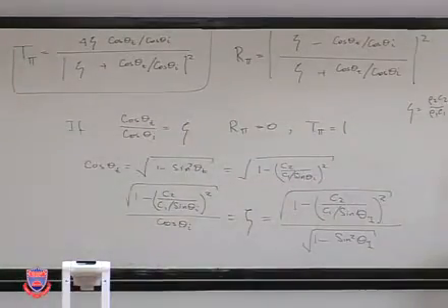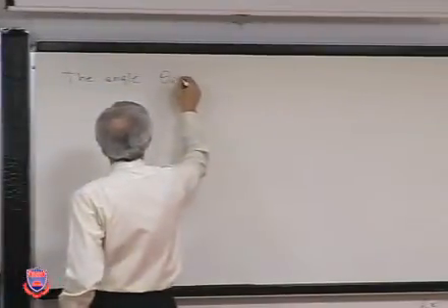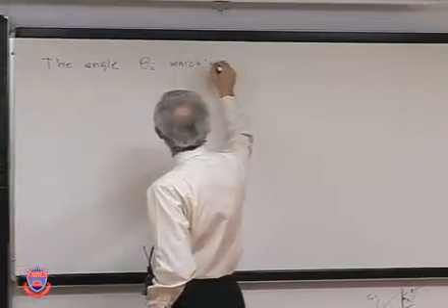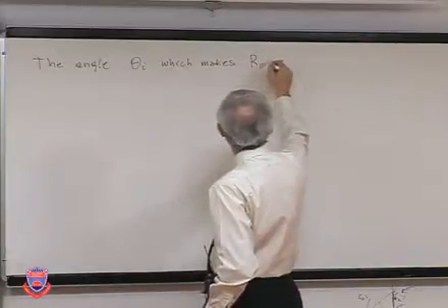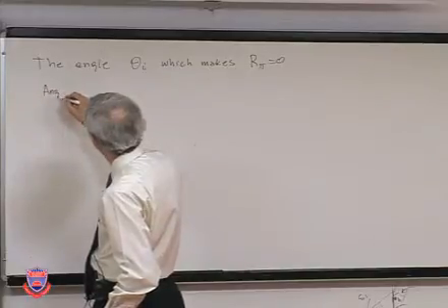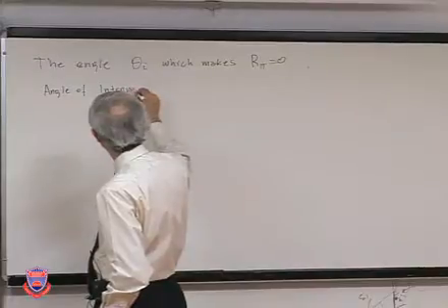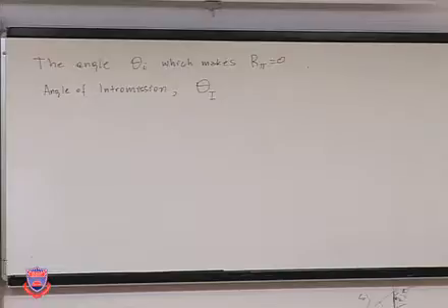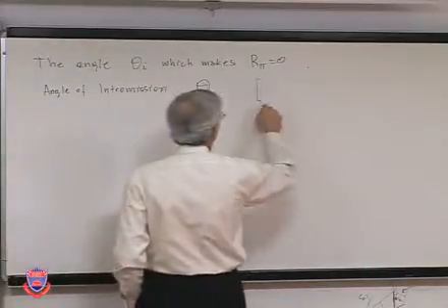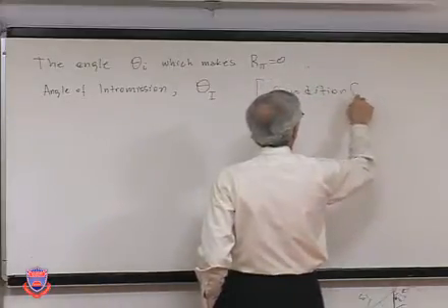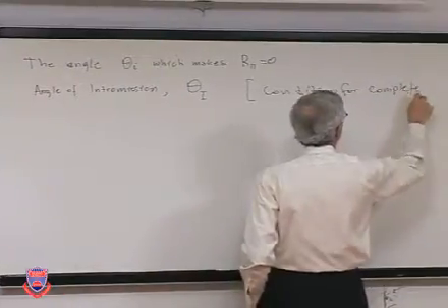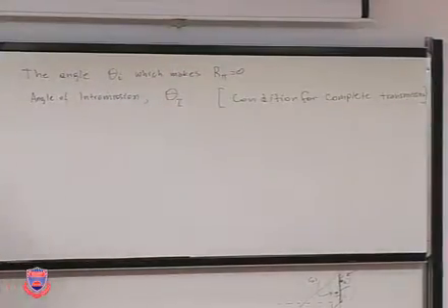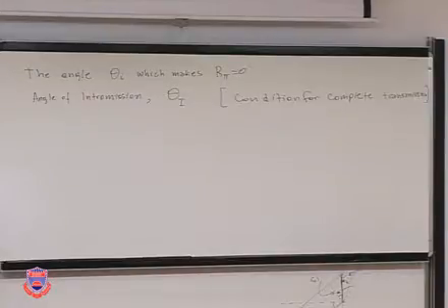The angle theta I, which makes this zero, is called the angle of intromission, and we write it as theta capital I. And this is then the condition for complete transmission. Condition for complete transmission.